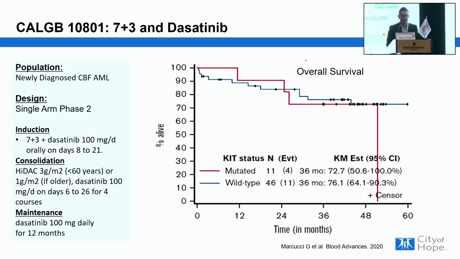Another study incorporated another medicine called dasatinib. This medicine can be used as upfront therapy with core binding factor AML. This study is CALGB 10801, a phase 2 study. It was done in multiple centers and had dasatinib added to the 7+3. Based on those curves, the approach seems to benefit patients with mutated c-KIT, as we can see improvement in their outcome.